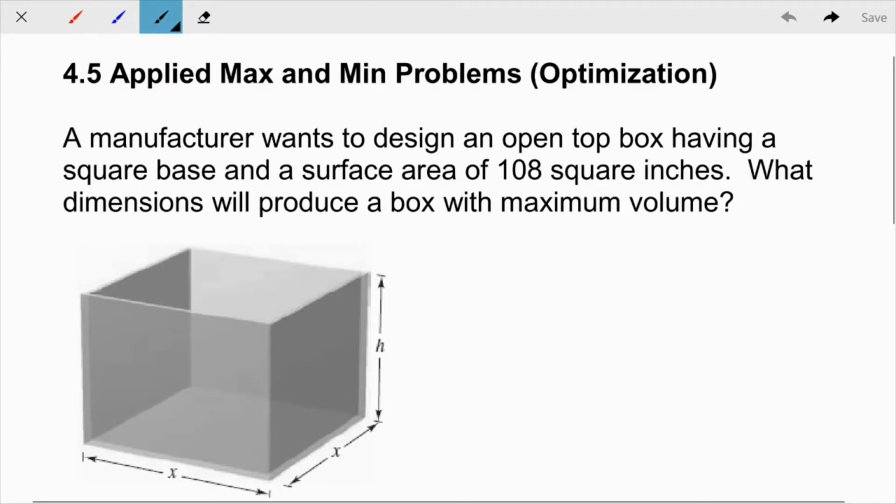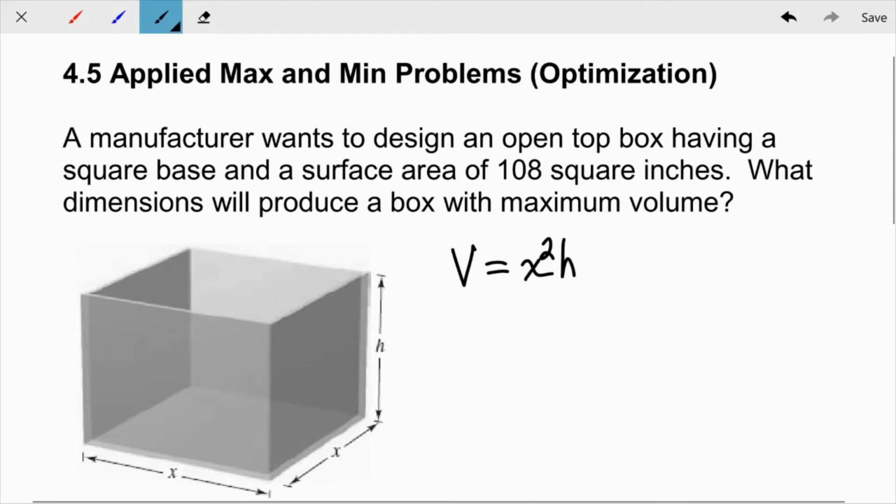It says a manufacturer wants to design an open-top box having a square base and a surface area of 108 square inches. What dimensions will produce a box with maximum volume? Okay, so they already gave us a diagram here. That would typically be my first step, just like with related rates. So we know we're talking about volume, and you can see the area of the base would be x squared and the height is h.